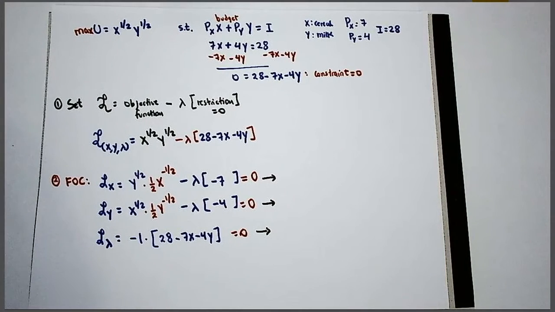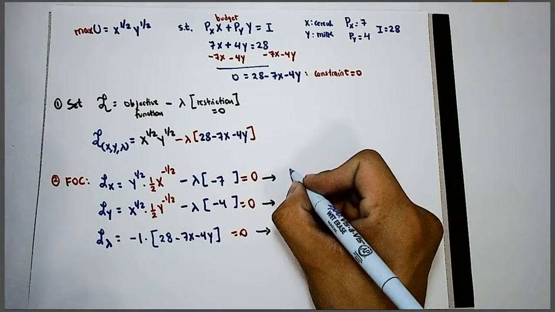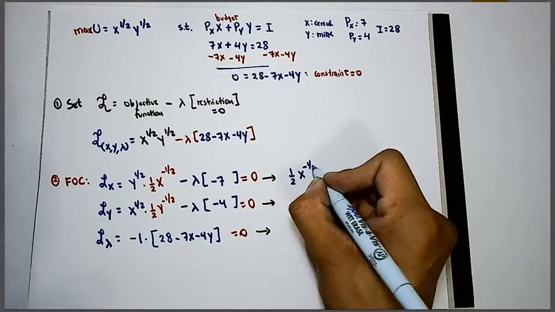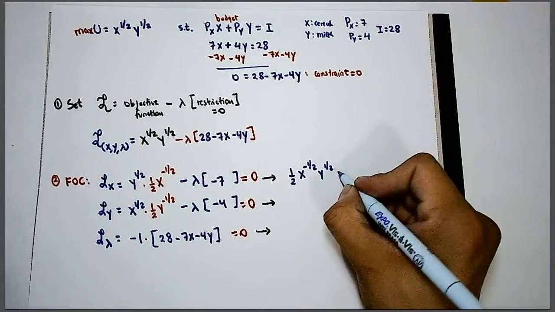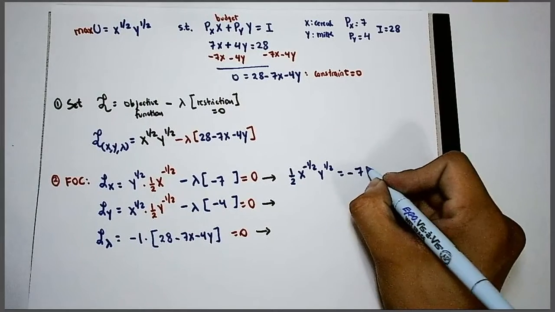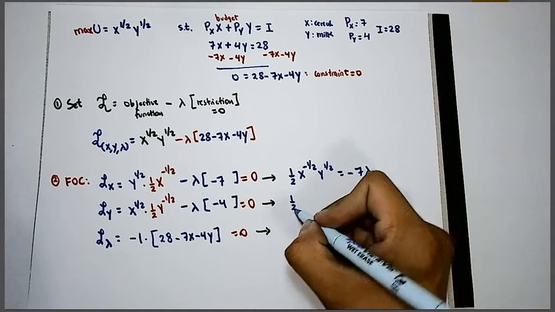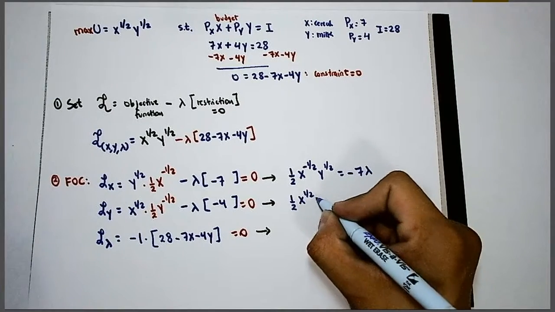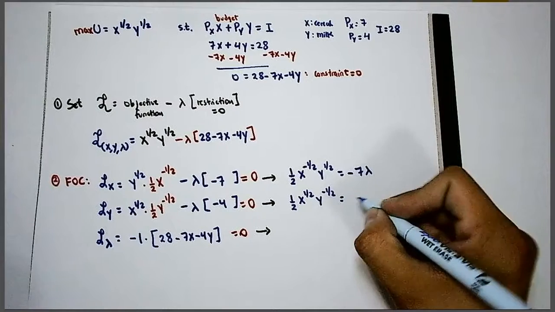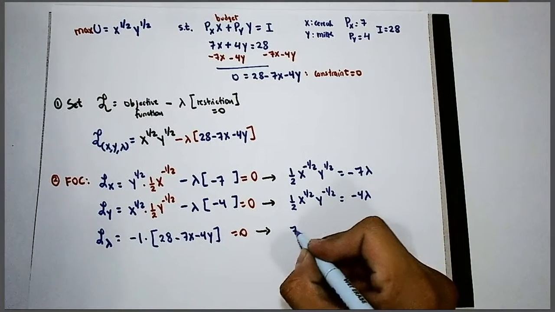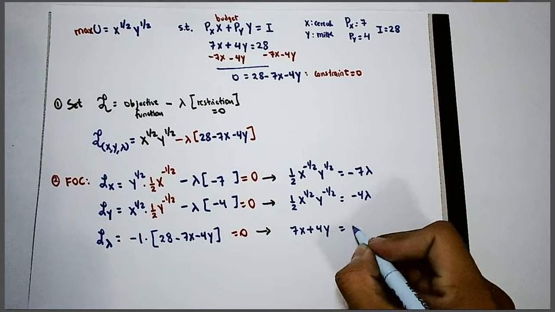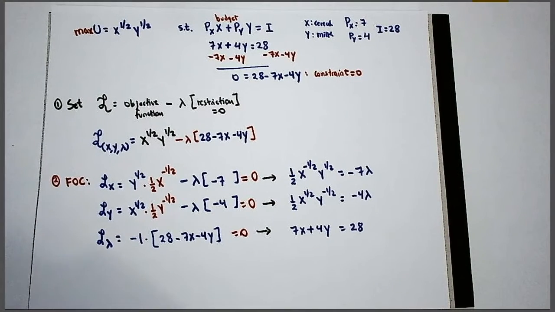Now let's organize. This is 1/2 x to the minus 1/2 y to the 1/2 plus 7 lambda. We move it to the right hand side as minus 7 lambda. Then this is 1/2 x to the 1/2 y to the minus 1/2 equals minus 4 lambda. And finally here you can see that this is going to be 7x plus 4y equals 28. Let's copy these three equations on the next page.